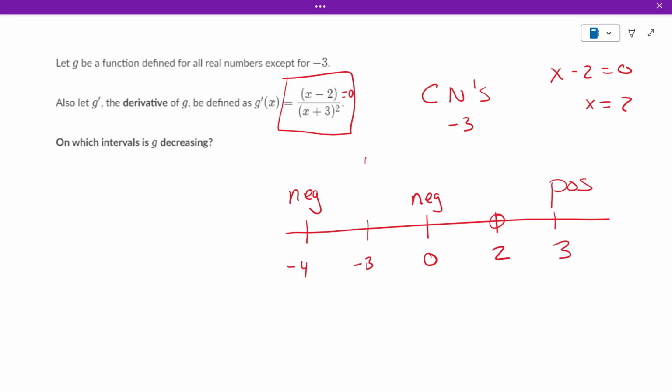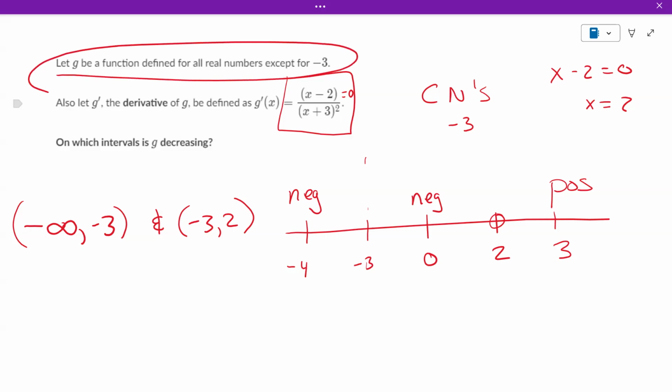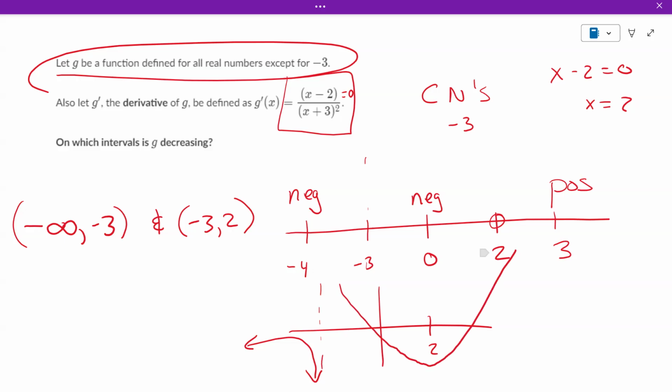Okay, so where is it decreasing? Well, it's decreasing from negative infinity to -3, and also from -3 to 2. Why didn't I just say negative infinity to 2? Because it's not defined at -3. Since we're not defined at -3, we can't say it's decreasing at -3, because there is no graph at -3. So what does the graph look like? Well, we have an asymptote at -3, and at 2 we have a root, so it's negative, and then at 2 it becomes positive. It would look something like that. I don't know.